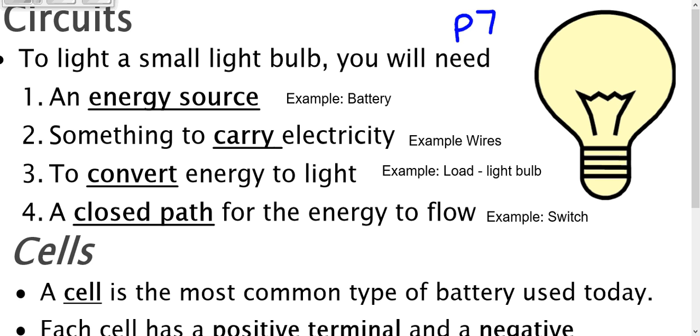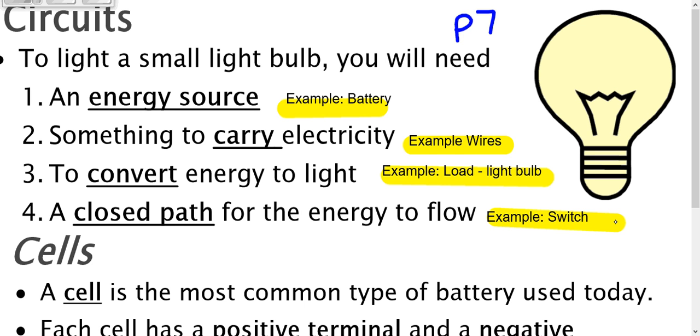So when we have a circuit, and we're going to pop back to those DC circuits, to light a small light bulb we would need some sort of energy source, like a battery. So again, you're filling that in. You should probably also fill in the examples as well. We need something to carry the electricity, like wires. Something to convert the energy into light, so a light bulb. And a closed path for the energy to flow. Often we put a switch in our circuit so that we can easily break the circuit so that the light goes off.